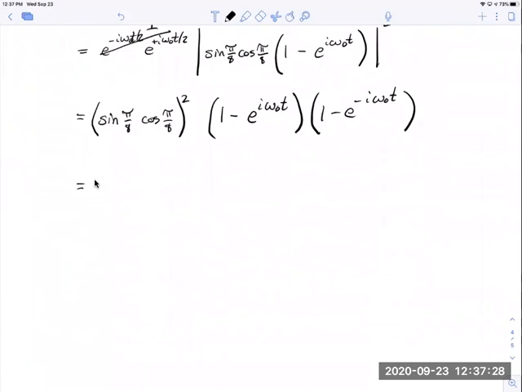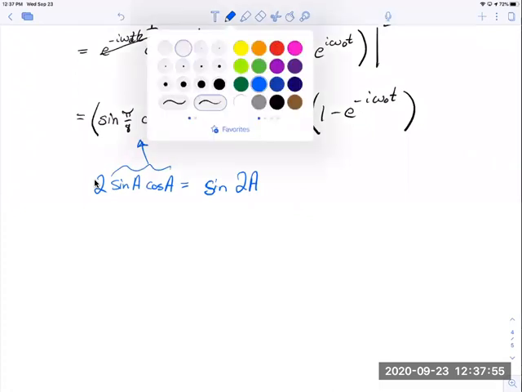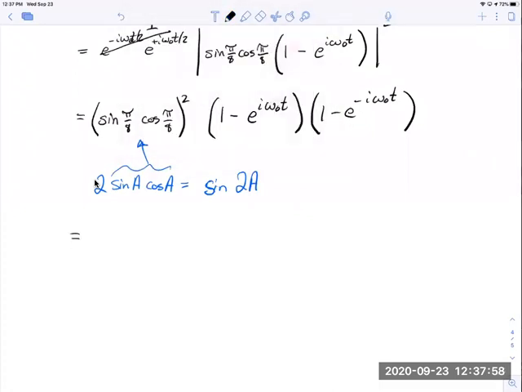This then gives me, looking at this sine of pi over 8 times the cosine of pi over 8, I remember that if I look back at my trig identities, the sine of A times the cosine of A, well, 2 times this is equal to the sine of 2A. So I can use that part here. And I get 1/2 times the sine of 2 times pi over 8, which is pi over 4, quantity squared.